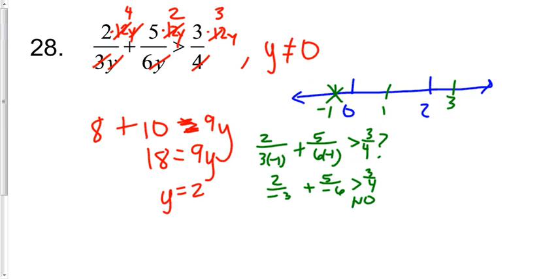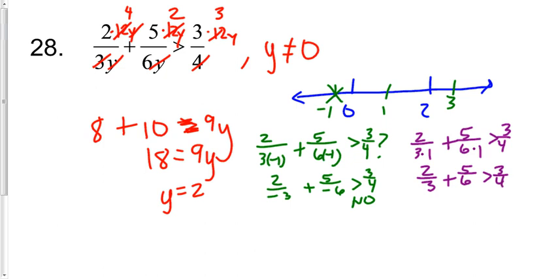Let's test +1. So I have 2/3 times 1 plus 5/6 times 1. Is that greater than 3/4? Well, it's 2/3 plus 5/6. 5/6 is already bigger than 3/4, so my answer is yes. So that means 1 is a solution, and actually everything in between 0 and 2 is a solution. I'm going to use open dots because I'm strictly greater than these values. I don't want to include 0 and 2.